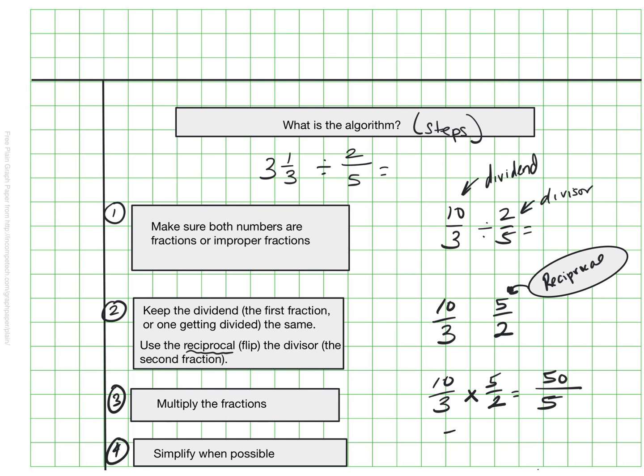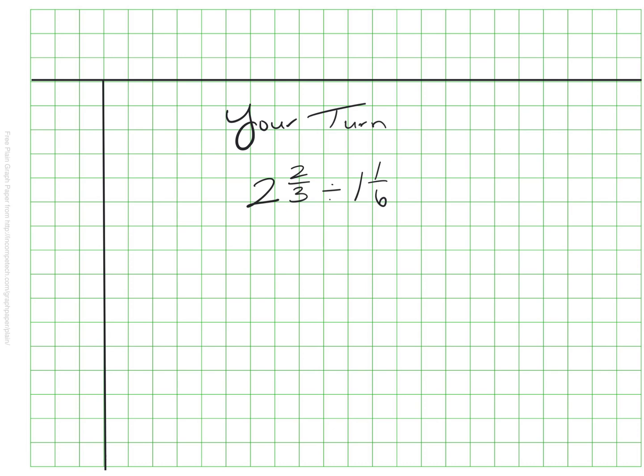But as with any fractions, anytime we can, we will simplify. And I happen to know that 50 divided by 5 gets us exactly 10. So this was my quotient. The answer was 10. And I haven't done the model here, but if I had drawn out a 3 1/3 bar, and I'd cut out another 2/5, and I saw how many times 2/5 would fit in there, I'd be able to make 10 groups.